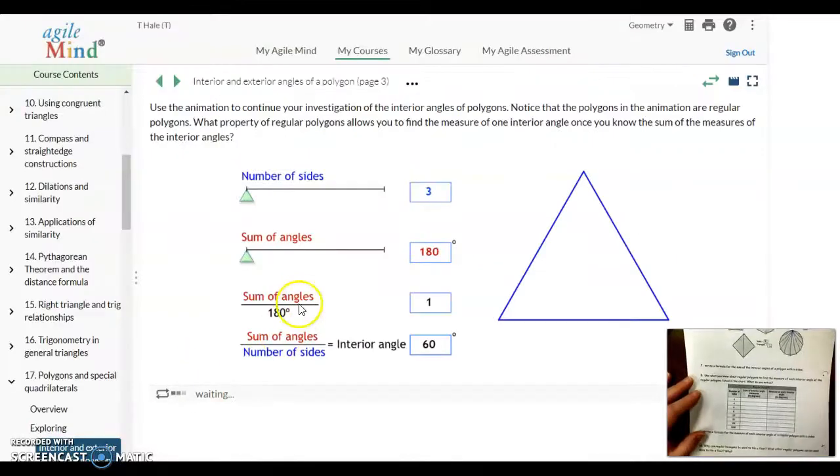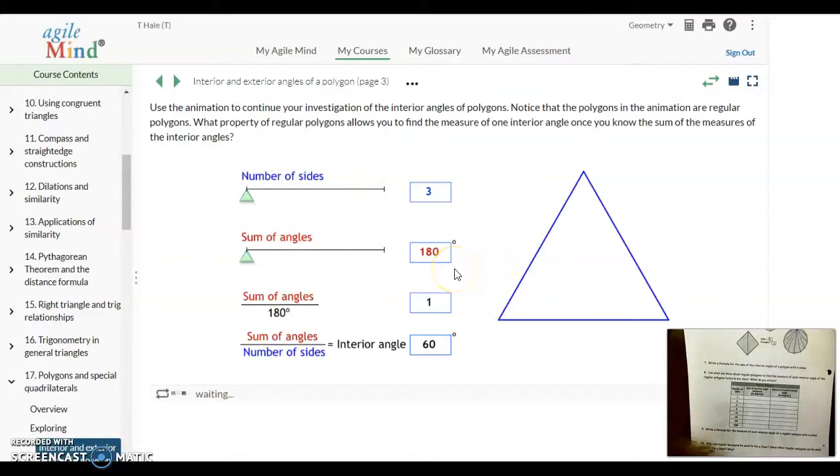Let's look at this animation. So let's start off with a triangle, 3 sides. We know its angles already add up to be 180. If we wanted to find the measure of just one of those angles, we would have to divide that 180 by 3. So each one of them is 60 degrees.